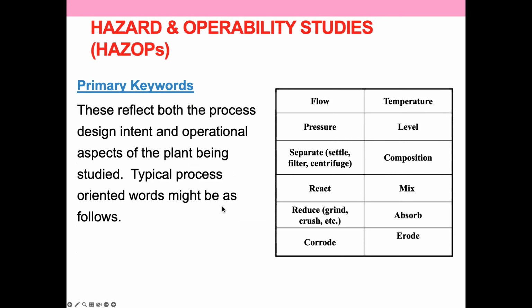So the primary keywords, the normal things that we study in a HAZOP analysis, are always flow rate, temperature, pressure, level. And if we are talking about separation processes, then we look at how well the separation is, the compositions. If you have a reactor or a mixer, then we look at the reaction rate or the mixing rate, etc. Okay, so the first few are the main ones.